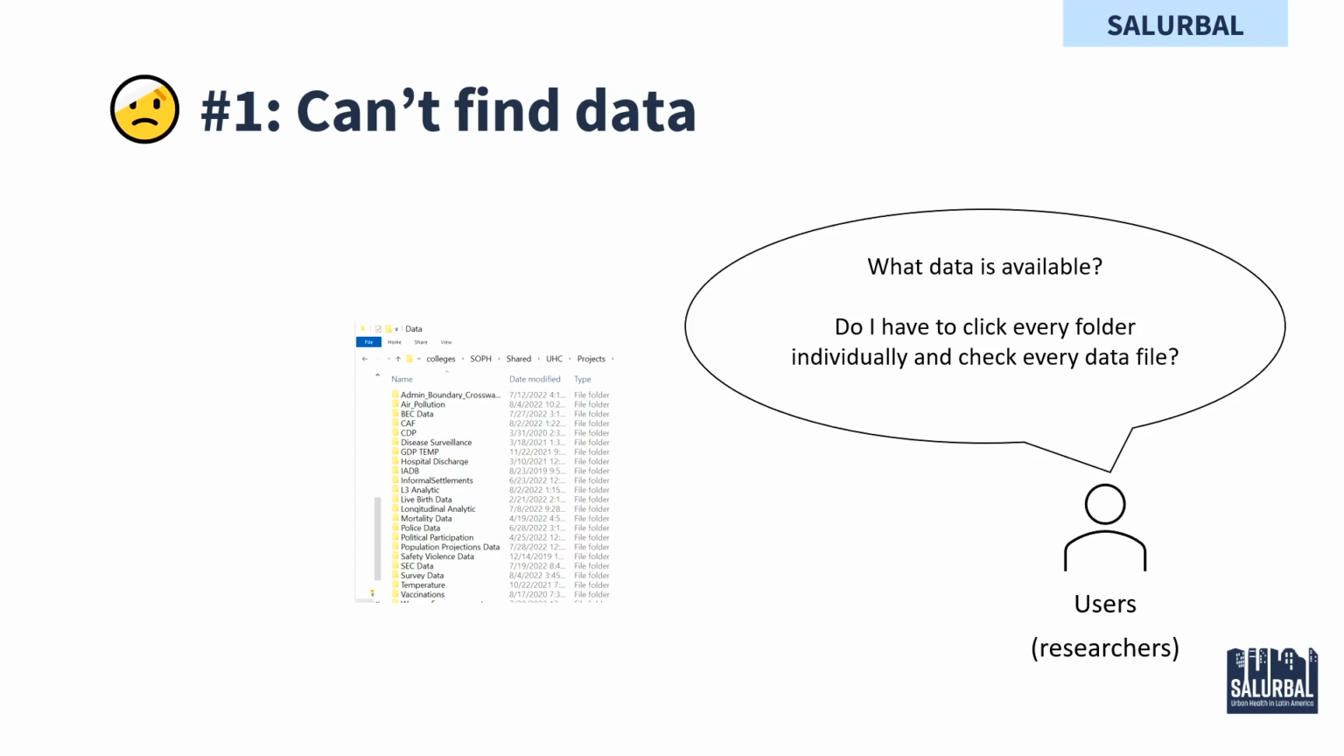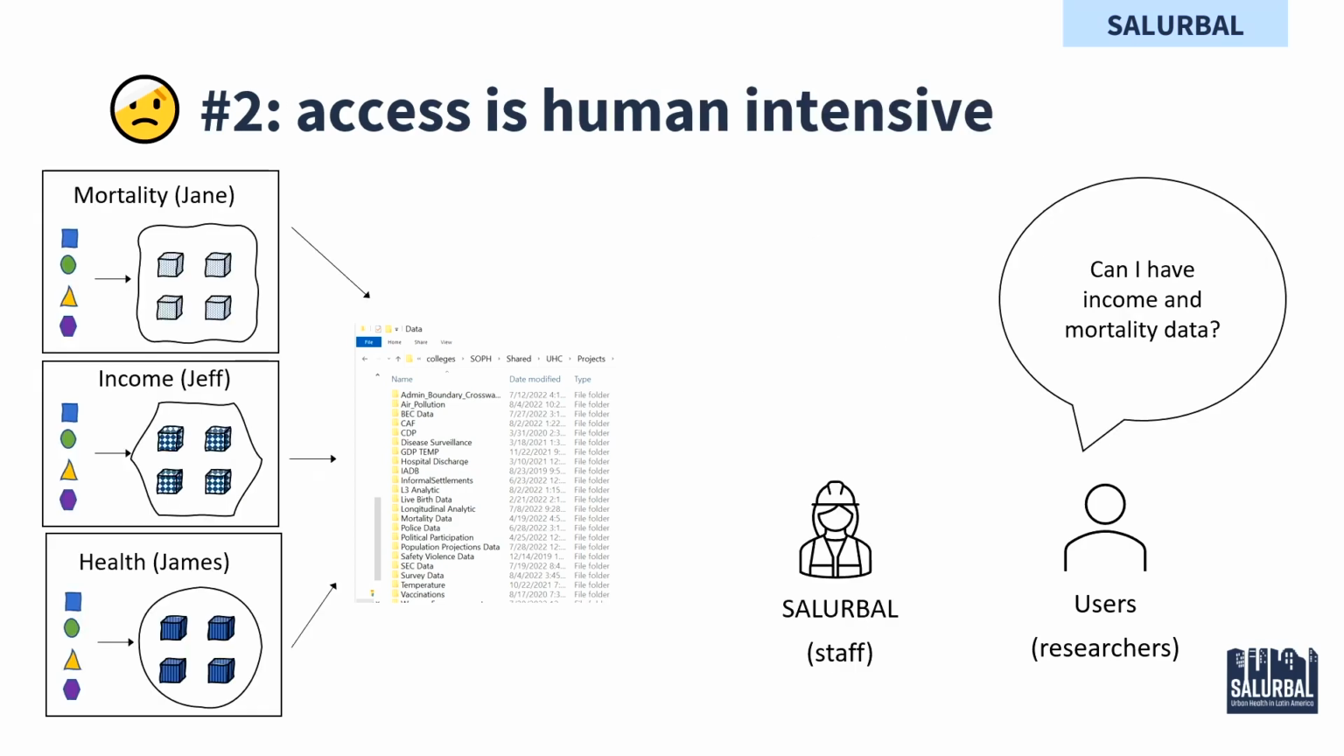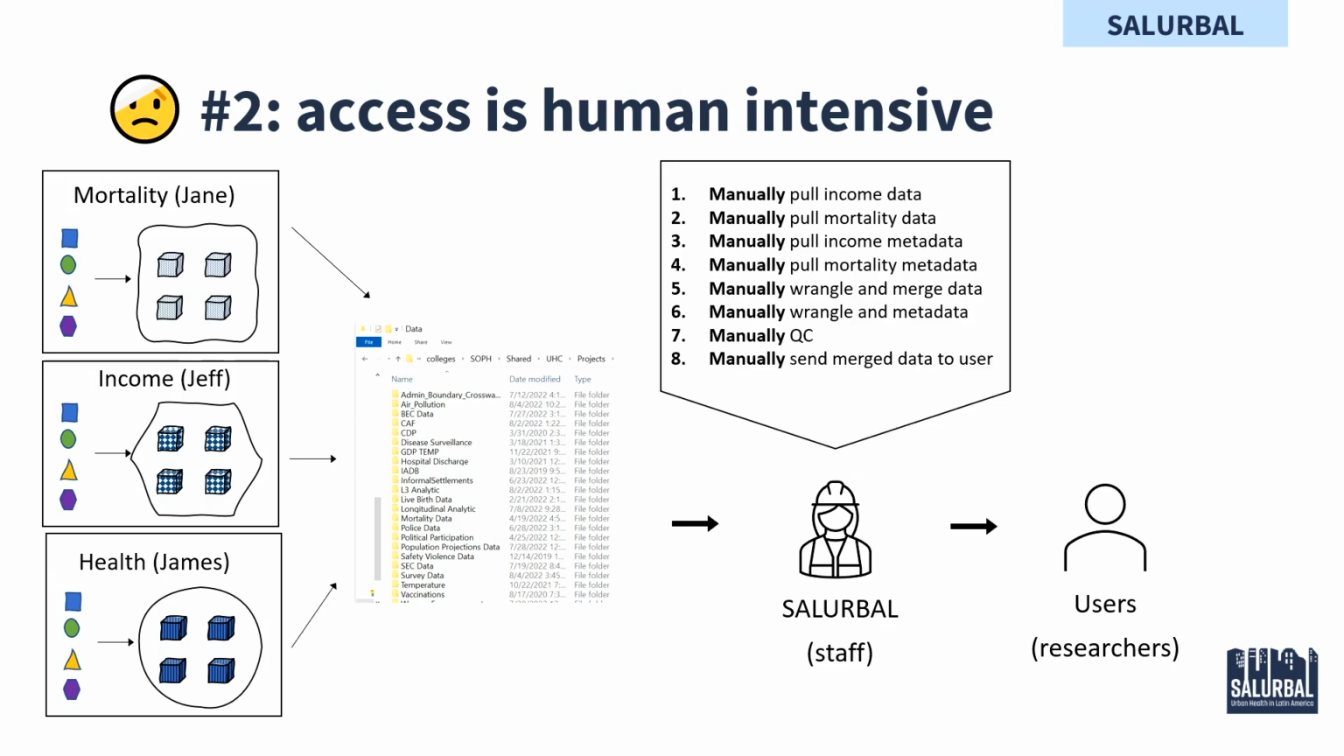We couldn't really have a good understanding of how many variables we had. And people didn't really know what data we had, even internally. It was difficult to find when we were just organizing things like this. And secondly, access: reusability is very human intensive. Once somebody found out what data they have, they had to go through a staff who had to manually pull, merge, quality control, and then send out.